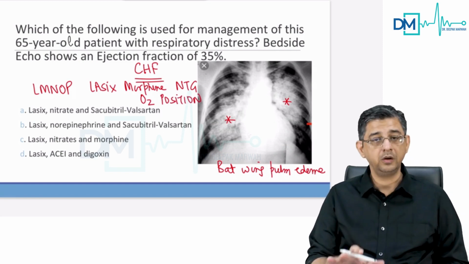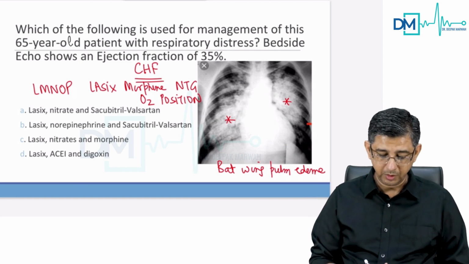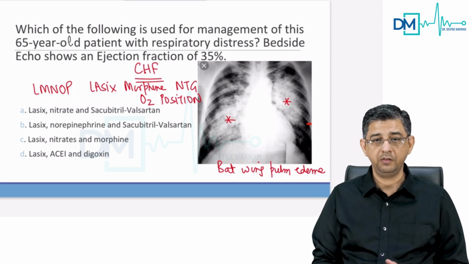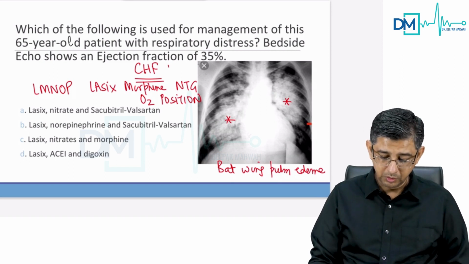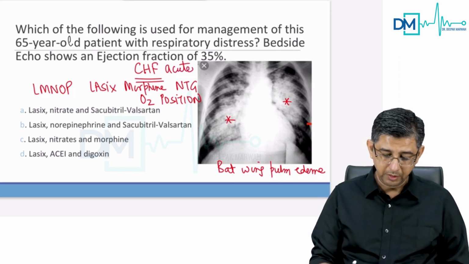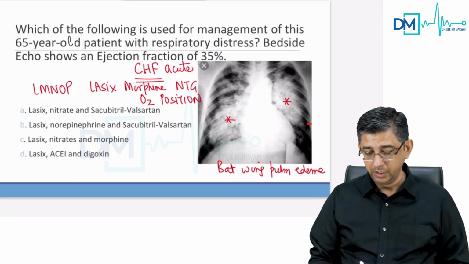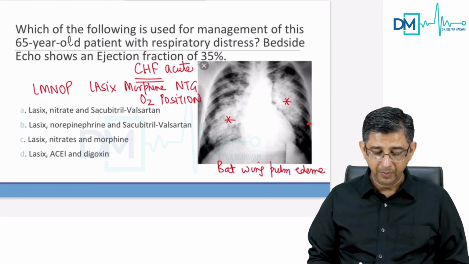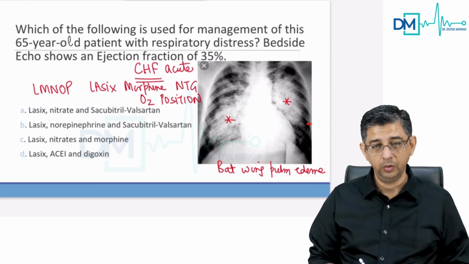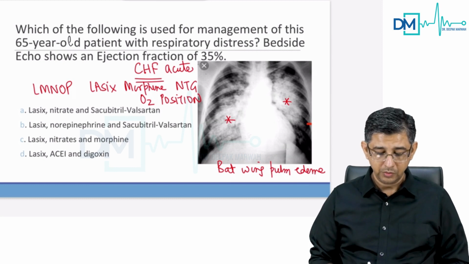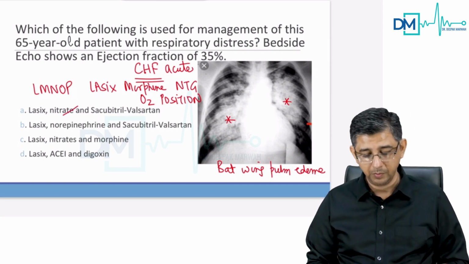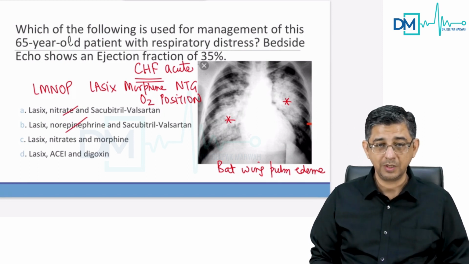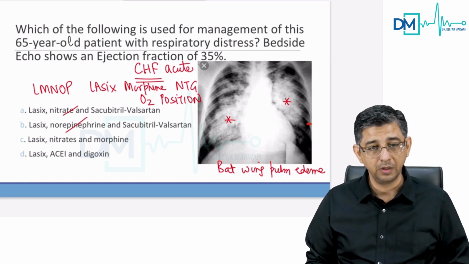On the basis of this background knowledge that you should have in your mind, option A is Lasix, nitrates and then sacubitril valsartan. In patients who have acute heart failure, there is no role of giving sacubitril at the moment. In chronic heart failure, I would use it, but here a man has presented with distress. He has a low ejection fraction, so he is in acute heart failure. That's why I'm ruling out choice A. Norepinephrine is anyway ruled out because that is used in the management of septic shock, and this case is not septic shock.